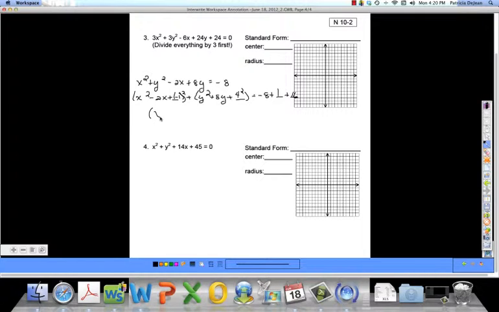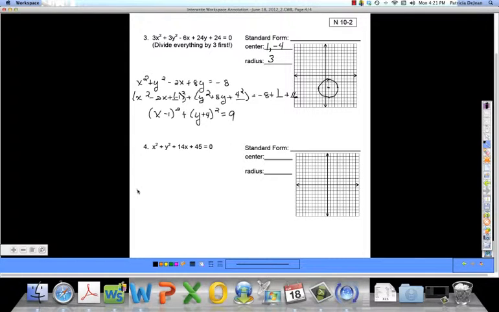And so we end up with our standard form is x minus 1 squared plus y plus 4 squared equals 16 minus 8 is 8 plus 1 is 9. So our center of this one is 1, negative 4, and our radius is 3. So we go 1 and down 4. Here's our center. And our radius is 3, right there, there, there, and there. And we sketch in our circle.